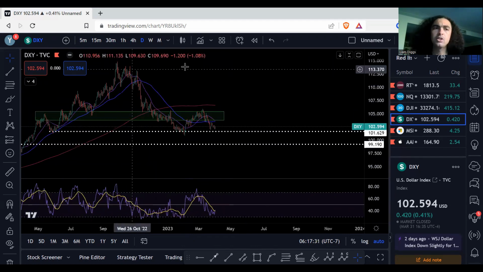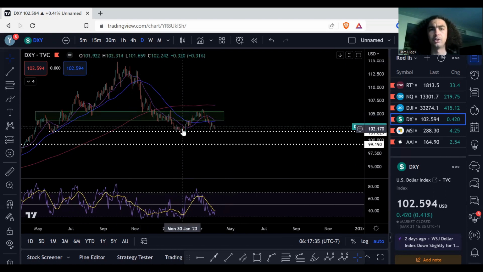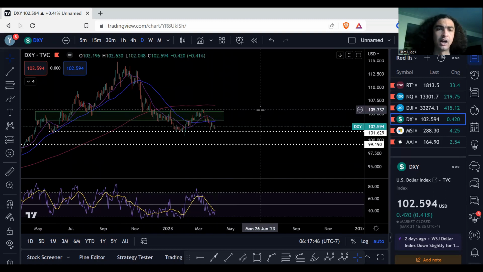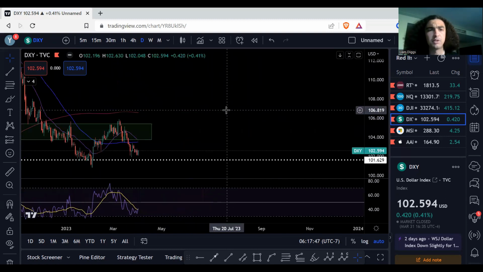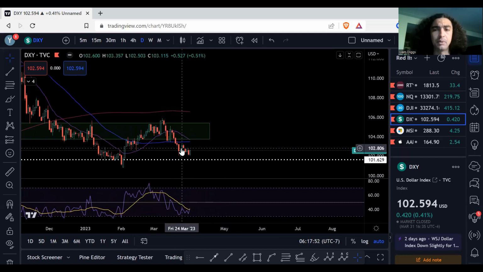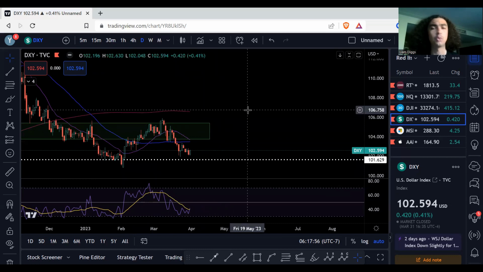Looking at the overall structure here, we have a nice breakdown to that support level, a bounce back up to the top of this consolidation channel that I had previously drawn out, and then we reject off the top of that and fall back down. It doesn't look super pretty for the dollar. I would expect a little bit more downside in the future based on what I'm seeing from price action. And of course, that means that we should expect some more green days from stock markets.